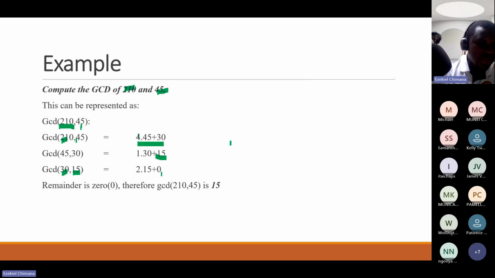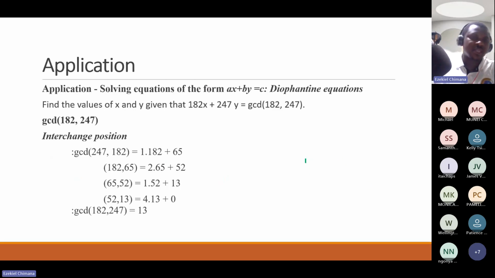Whenever you get the remainder as 0, you report B as your GCD, right? So therefore the remainder is 0, therefore the GCD of this is 15. So that's how we use this algorithm to find the GCD of a given number, just like that. So let's look at the application of this Euclidean algorithm.